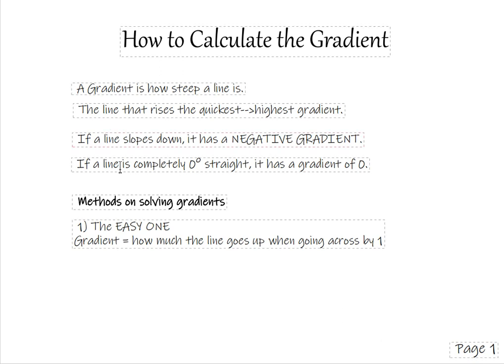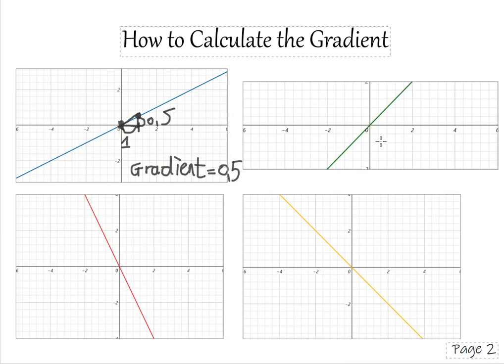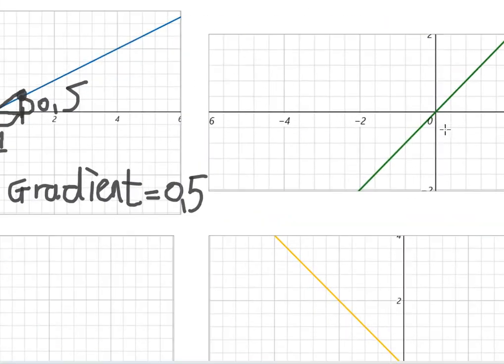This was the easy method: the gradient equals how much the line goes up when going across by 1. But the second one is called the useful one: the gradient is the change in y divided by the change in x. What is that? If we go back to the question and now zoom in on the second one.